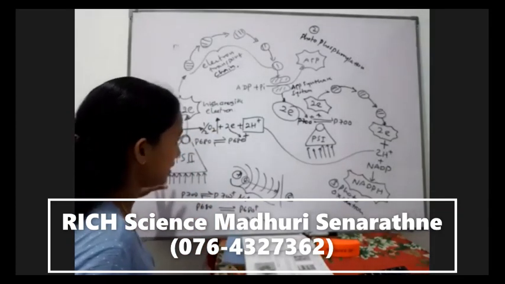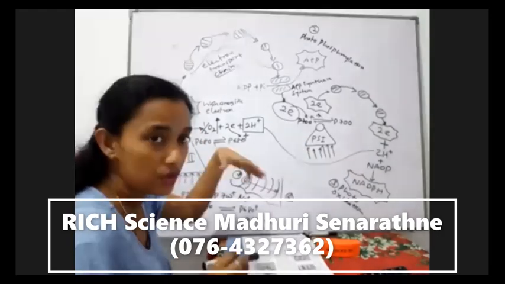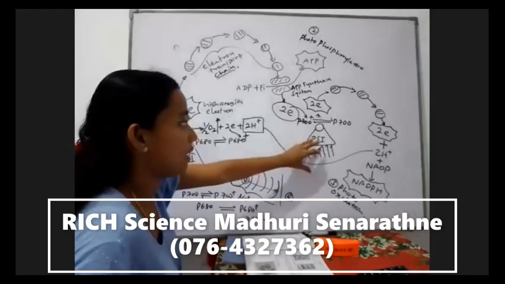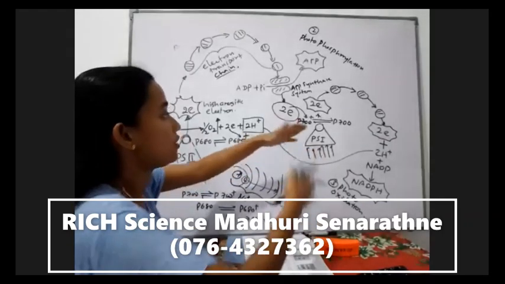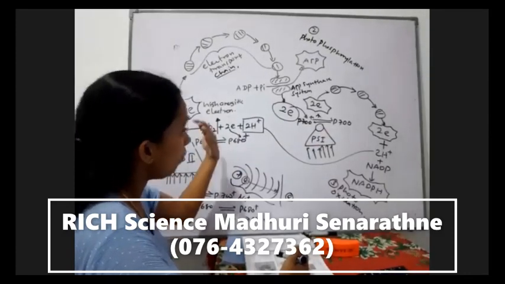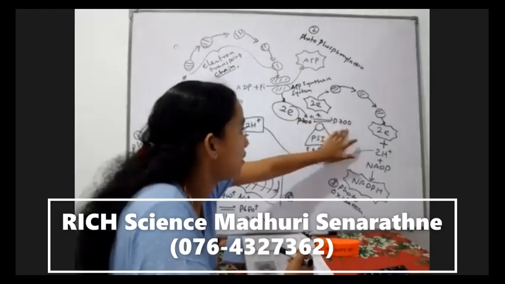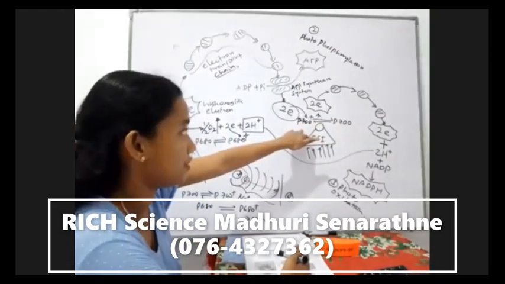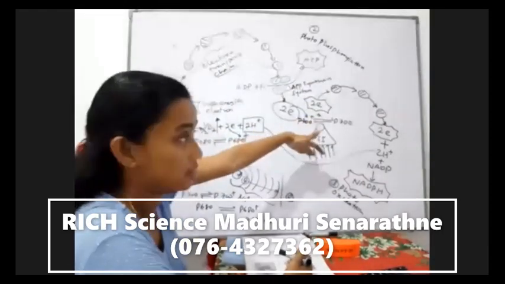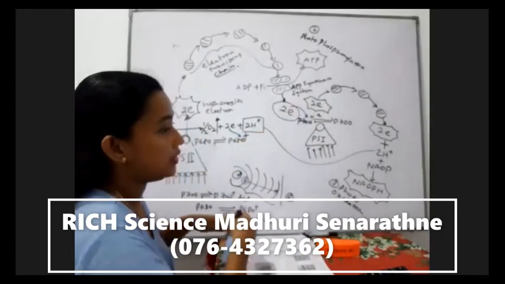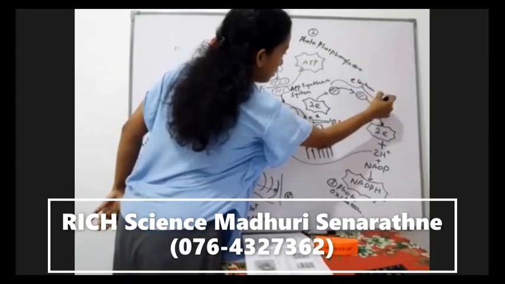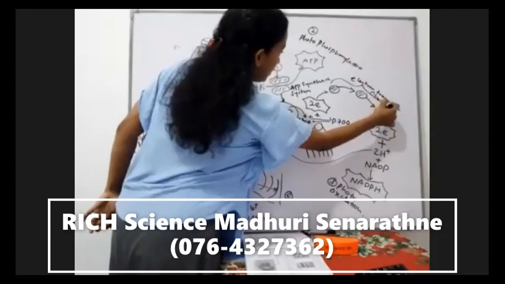Like P680, the P700 photosystem also does the same process. It absorbs light energy in the absorptive complex and concentrates it into the special chlorophyll A molecule, and it also becomes ionized: P700 plus. So high energy electrons are released from the PS1 system, and these electrons go through an electron transport chain.